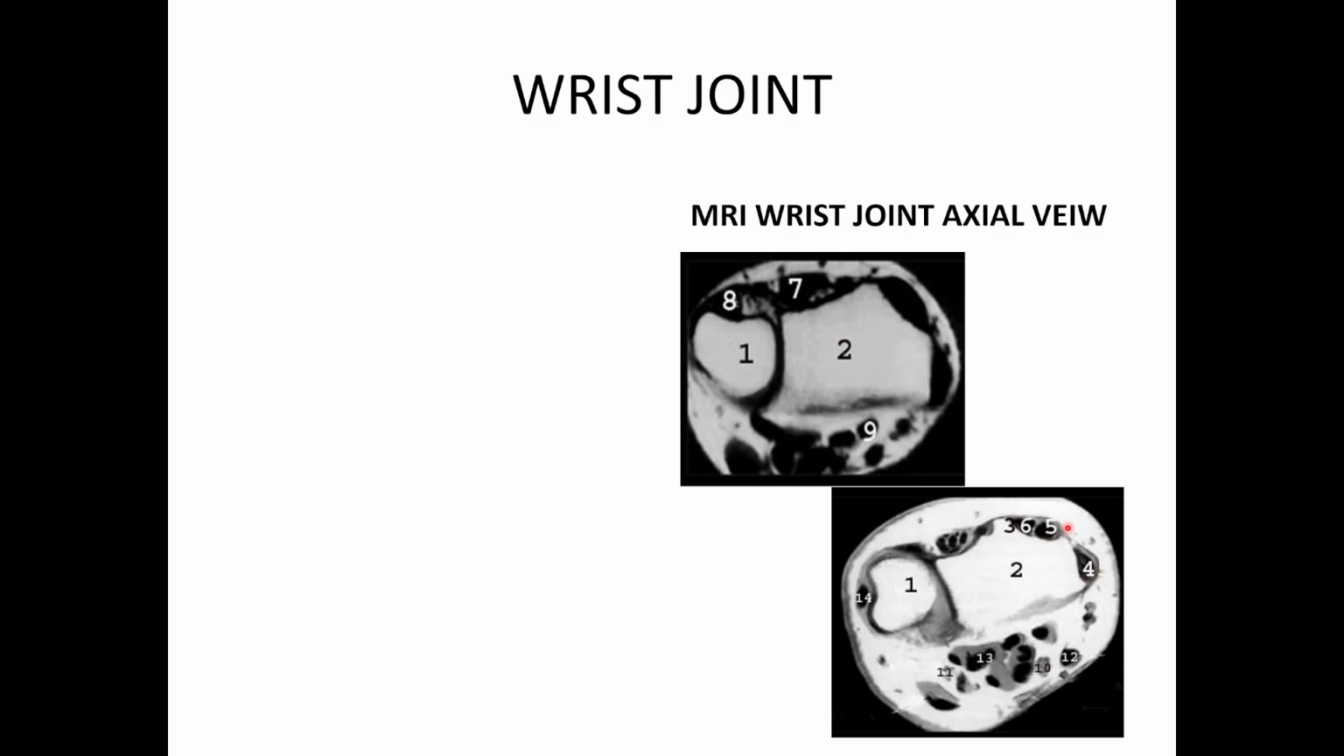5 we have the extensor carpi radialis longus. 6 we have the extensor carpi radialis brevis. 7 we have the extensor digitorum. 8 we have the extensor carpi ulnaris. 9 we have the long flexor tendon. 10 we have the median nerve.